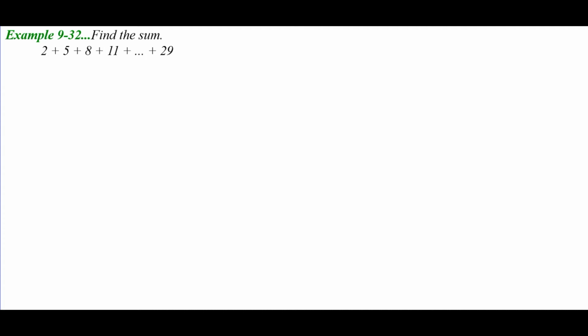So the first thing that you want to do is look at your sequence or series and decide, is it arithmetic or geometric? So I'm going from 2 to 5 to 8 to 11, so it looks like I'm adding 3, which tells me that it's arithmetic. So now what I want to think about is, what do I know? So I know my first term is 2. We decided that we're adding 3, so my constant difference is 3. So I know my first term and my constant difference. I know my last term is 29, so a sub n is 29.